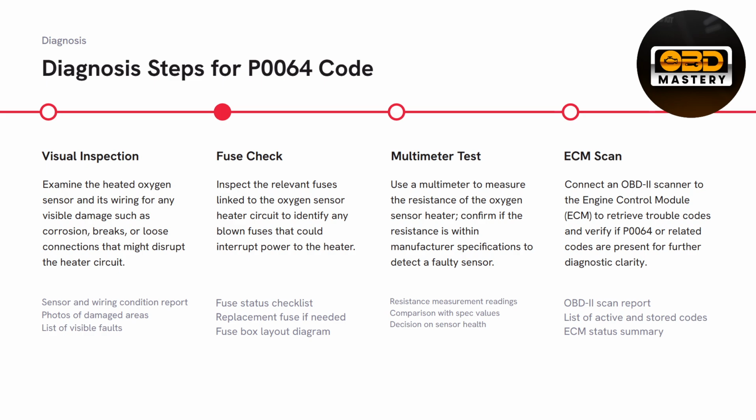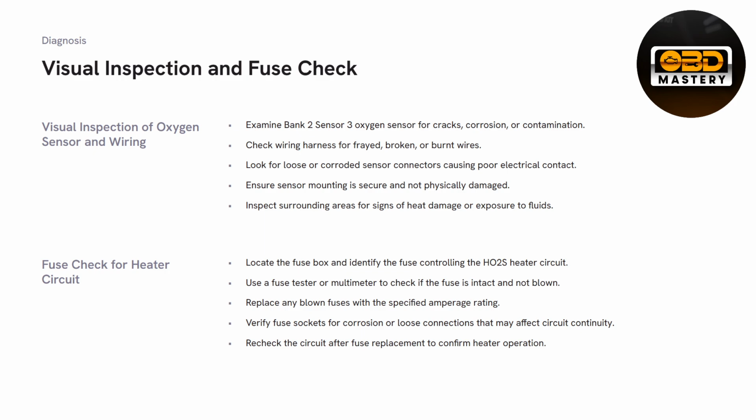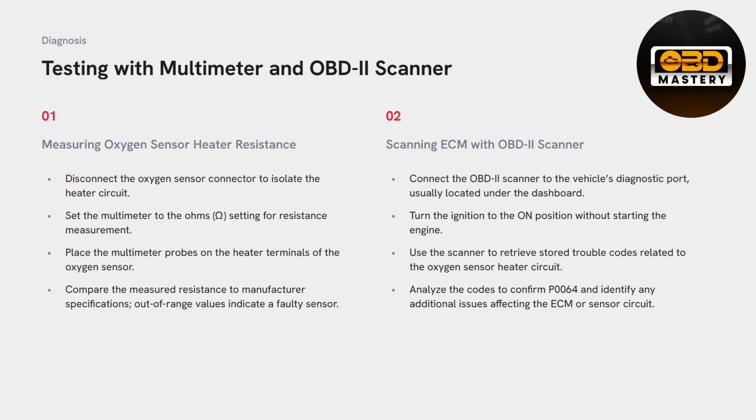Now, for the multimeter test, you're going to want to measure the resistance of the oxygen sensor heater. Confirm if the resistance is within manufacturer specification to detect a faulty sensor. Now, for an ECM scan, you're going to want to connect an OBD2 scanner to the ECM and receive any trouble codes and verify if it's P0064 or any other related codes. We already went through visual inspection and much more, but if you want to pause the video, you can pause it here. But let's go ahead and move on to this as well.